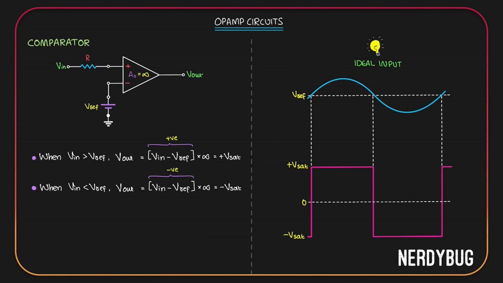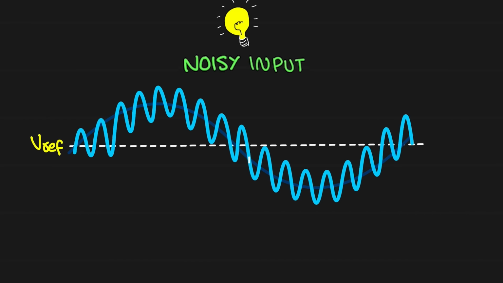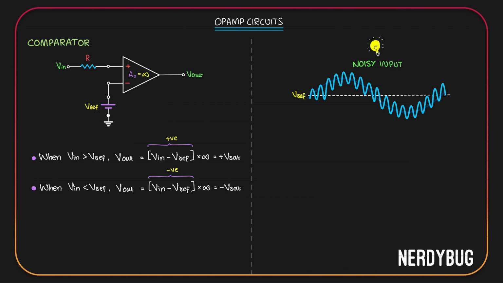Now, real signals are never this perfect. They can be slow, they can be noisy, or both. For example, let us assume that this input is noisy. Let's take a closer look. The ideal signal only crosses the reference voltage one time over here. But the noisy signal crosses 1, 2, 3, 4, 5 times. Over here, ideal signal crosses the reference voltage one time, but the noisy signal does 1, 2, 3 times. Again over here, the noisy signal crosses the reference voltage 1, 2, 3 times. The output of the comparator will look like this.